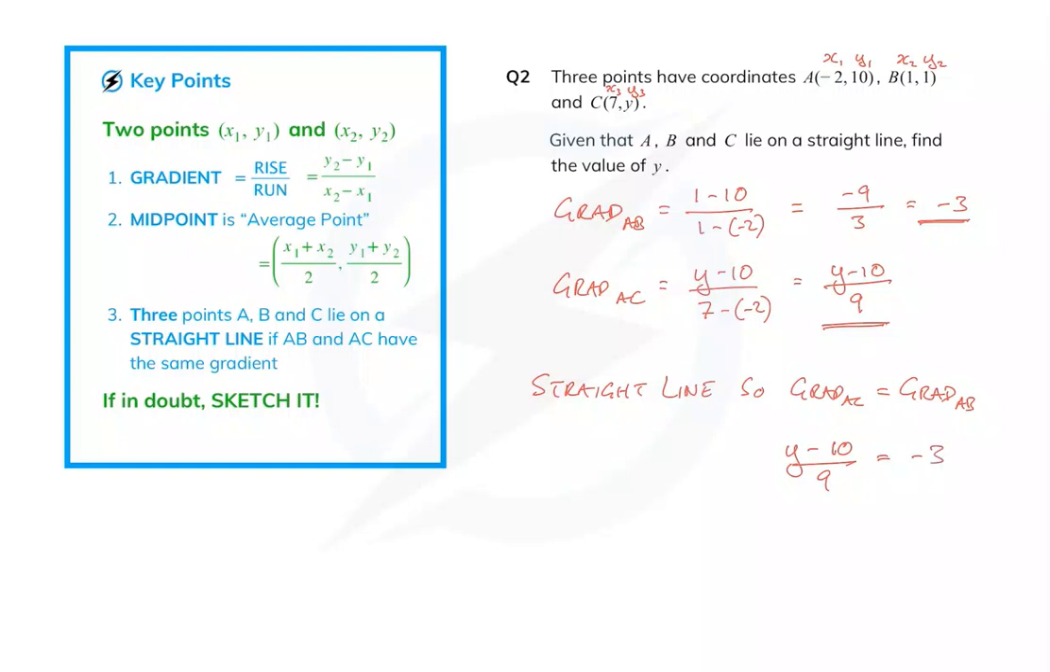And so how do we get rid of the fraction? We multiply both sides by 9 and get the green cancelling pen out. The 9's cancel on the left, and that gives me y minus 10 is equal to -27. And then to get the y on its own, we add 10 to both sides, like so, and we get y equals -17. And that is that.